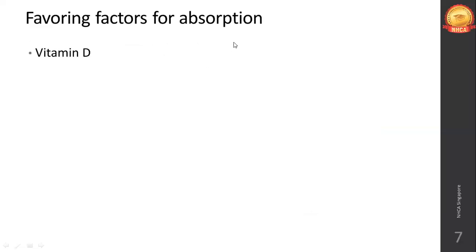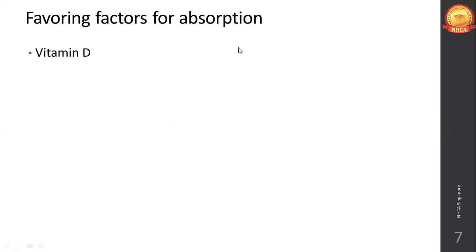So, factors favoring absorption. What are the other external factors that push more absorption of calcium? First is vitamin D, the active form of vitamin D, that is 1,25-dihydroxycholecalciferol, which is hormonal. Vitamin D is the only vitamin that we consider to function like a hormone within your body, specifically in its active form.